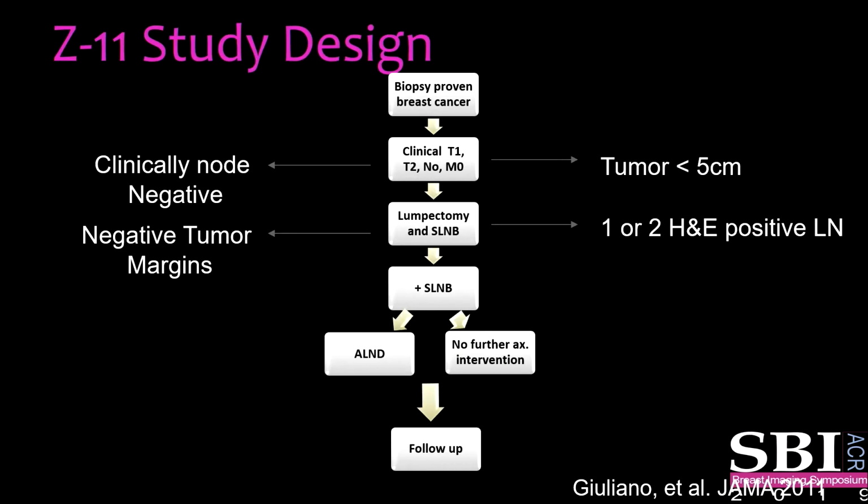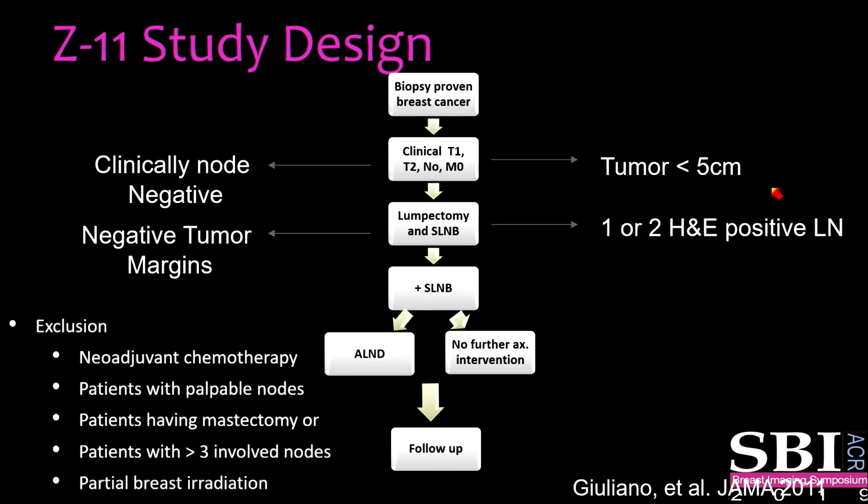Then came the revolutionary Z11 trial. The Z11 trial was designed on this hypothesis that if the tumor is less than 5 centimeters, and if the sentinel lymph node showed only 2 positive lymph nodes, then maybe the patient doesn't need an axillary lymph node dissection, and maybe we can avoid all of this morbidity involved with axillary lymph node dissection. So they included patients whose tumor size was less than 5 centimeters, and the sentinel lymph node was positive only in about 2 lymph nodes.